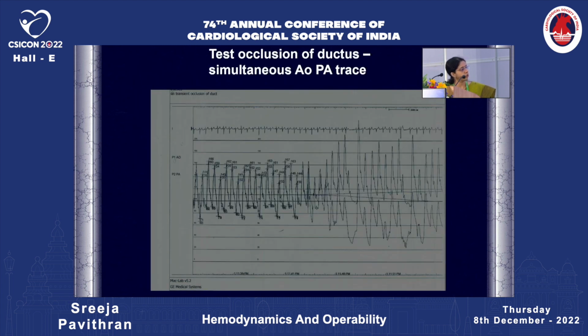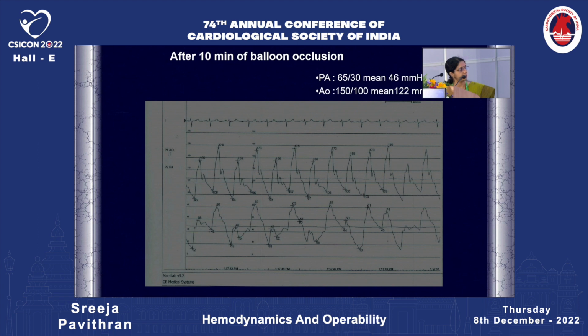So now when you occlude the ductus, you can see what is happening. There is a wide separation of the pressures. The top one is the aortic pressure and the bottom one is the PA pressure. Now you can see what happens after 15 minutes of duct occlusion. The PA pressure has markedly fallen to less than half of the systemic pressures.